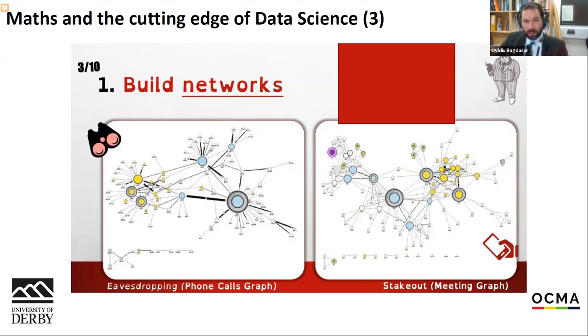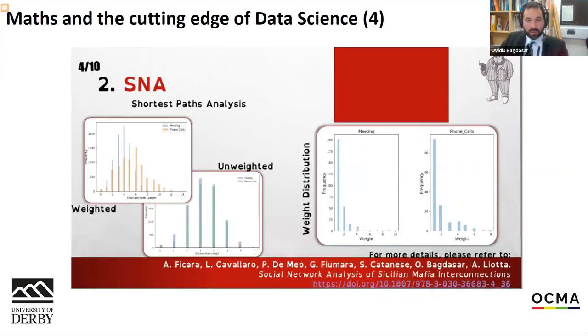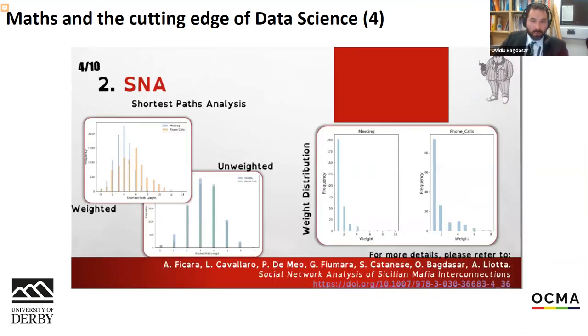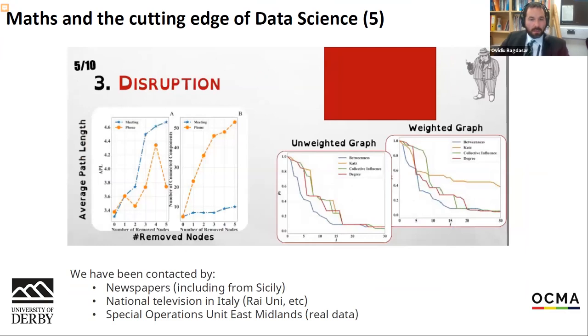And then we were able to play with various algorithms. We looked at the shortest path and the largest connected component. Police or investigators' resources are limited. If you only have resources to interview or arrest 10 members of these families, who should those members be? And then we were able to apply algorithms to disrupt the activity. And then we had significant interest from newspapers, scientific newspapers.